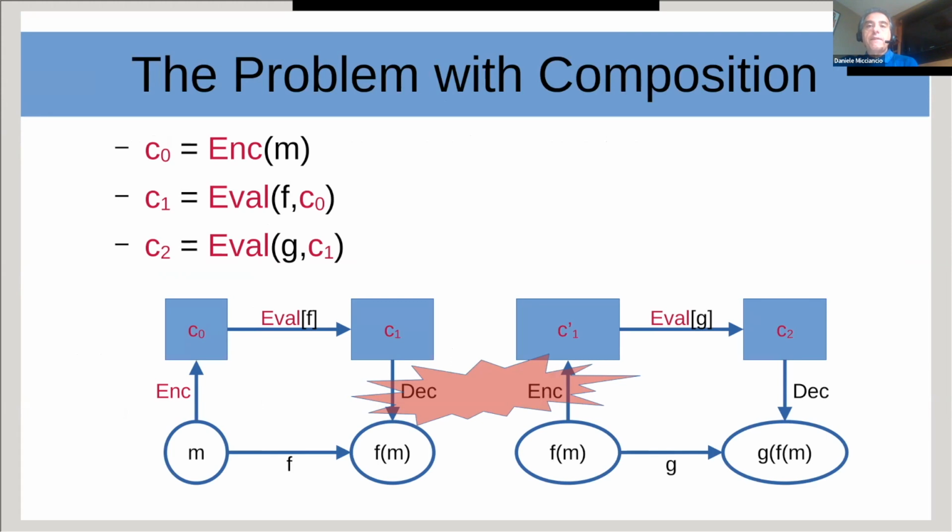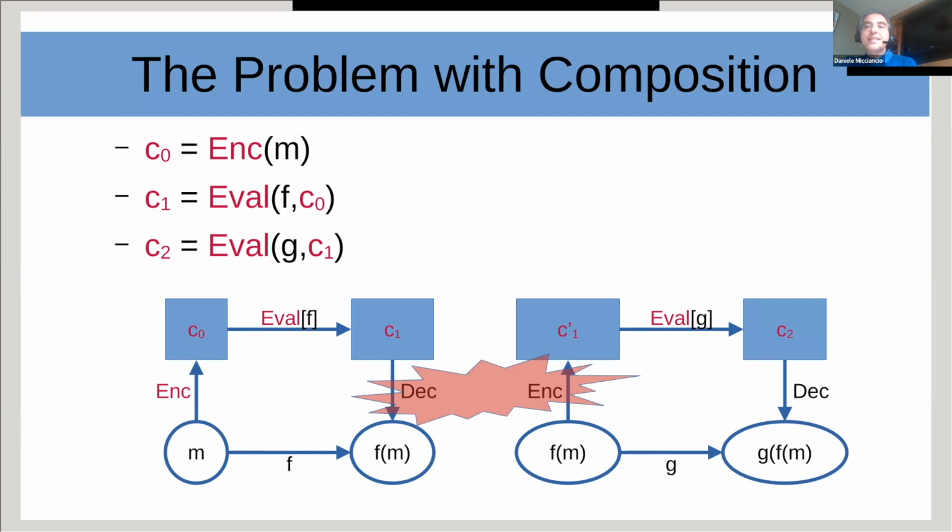In particular, we know that this message m can be encrypted, evaluated, and decrypted to give f of m. We also know that if you encrypt f of m, evaluate g, and decrypt, you will get g of f of m. Now, these two diagrams are individually correct. However, the output guarantee of the first diagram does not match the input requirement of the second diagram. All we know is that C1 decrypts to f of m, while for the second diagram to be applicable, we need C1 to be the result of applying the encryption algorithm to f of m.